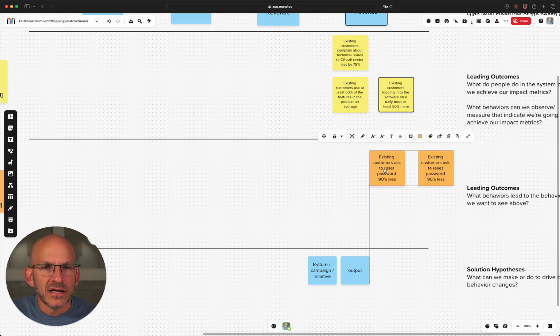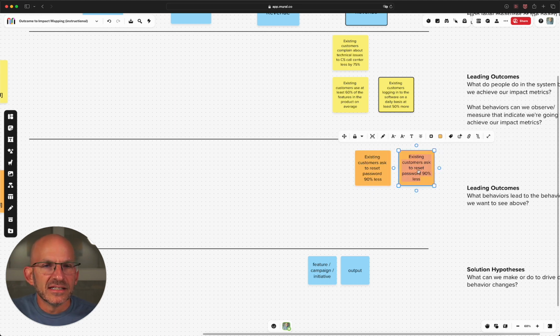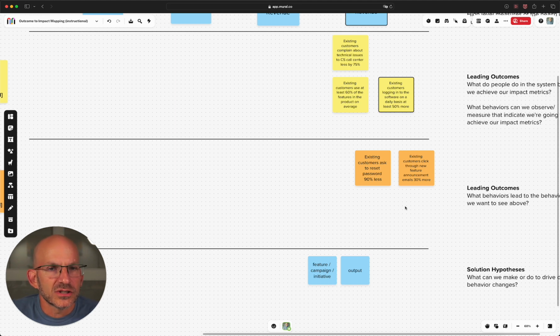Maybe another thing that happens is existing customers click through new feature announcement emails, 30% more. So we send them emails on a regular basis that say, hey, we've got a new feature. We want you to come use it. And they click through at least 30% more on those emails. That gets them to sign in on a daily basis. And so what we're saying here is that there's a direct connection between these activities and this one here.